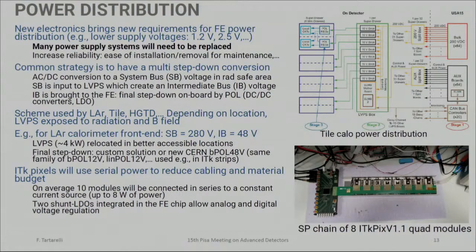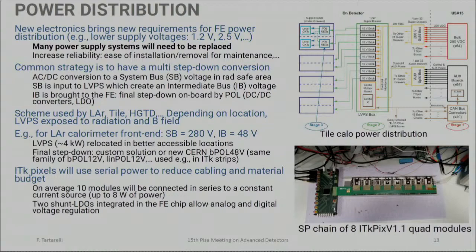Then I will conclude with another aspect. All this new electronics brings a new requirement for the front-end power distribution. For example, all this new electronics uses supply voltages which are much lower than today's, so 1.2, 2.5 volts. And so many power systems will need to be replaced.